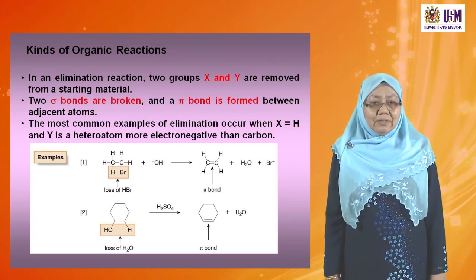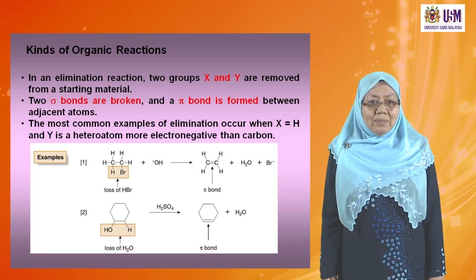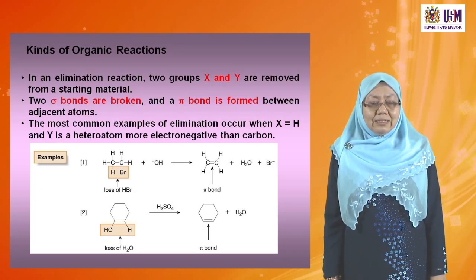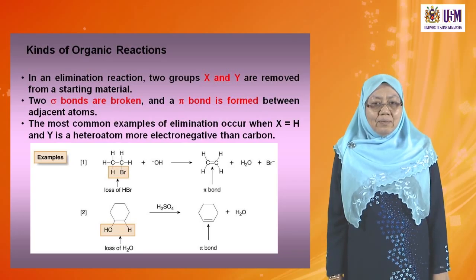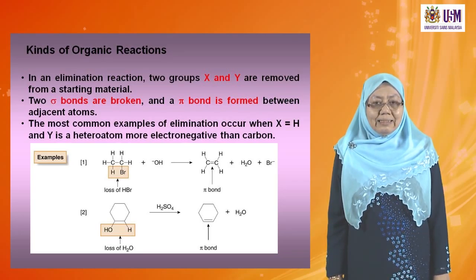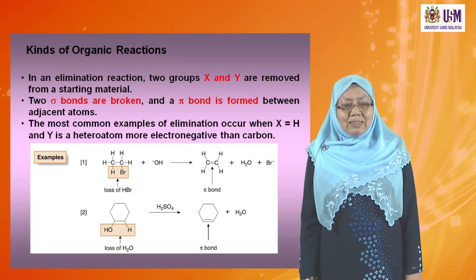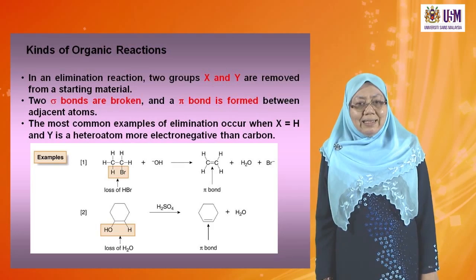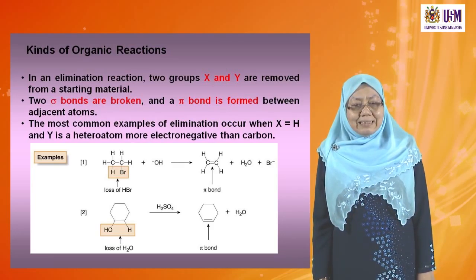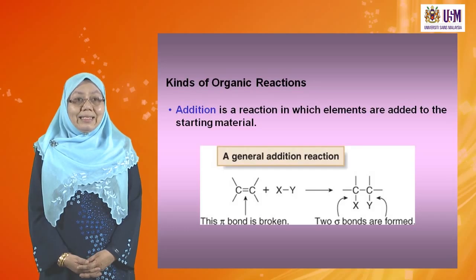In the examples given here, we see in the first example, we lose a hydrogen and a bromine. A hydrogen bromide is lost, and the compound is reacted with a base, and we have the product, which is an ethene, where we see a pi bond has been formed. We have water and the bromide ion given off. And in another example, in the cyclohexanol, we have a loss of a water molecule. We can do this by using an acid catalyst. And we can see in the product, we have cyclohexene, which now has a pi bond with water as the byproduct. Another reaction that we are going to look at is addition.